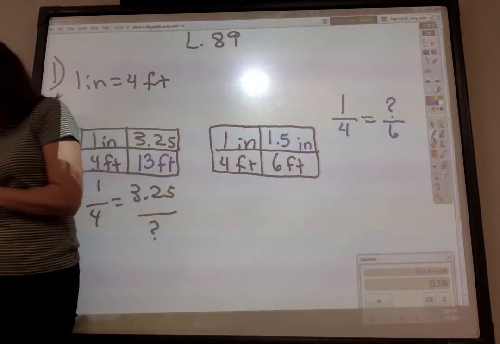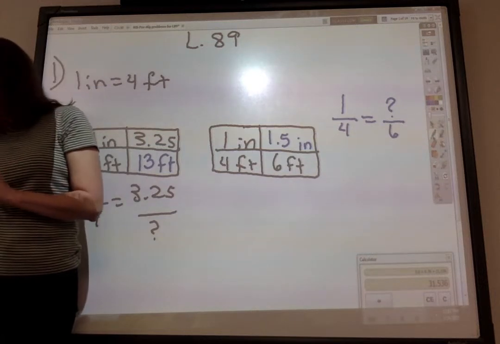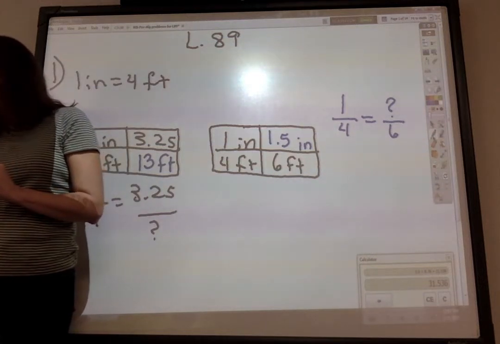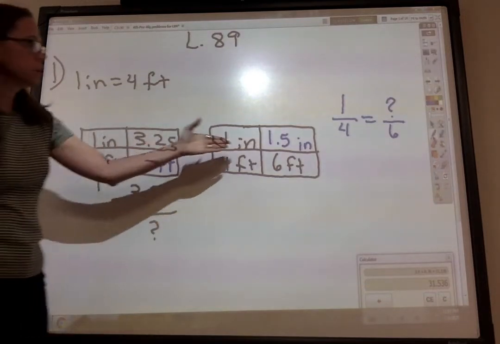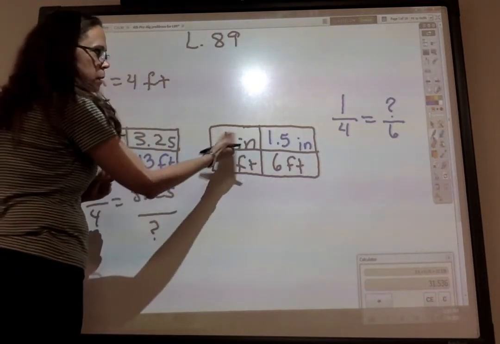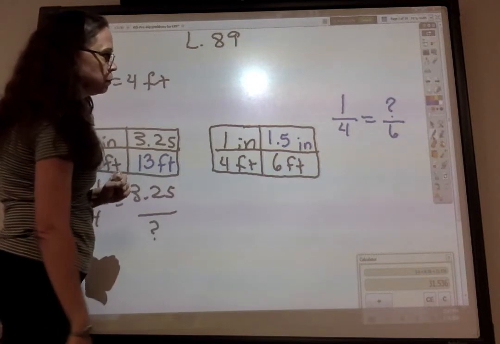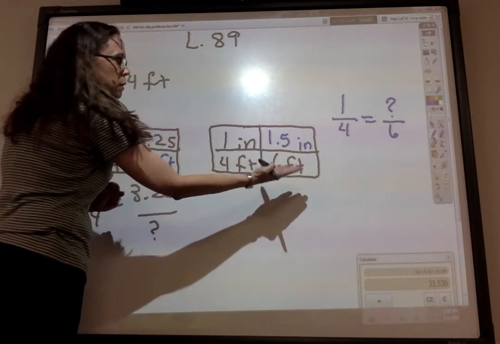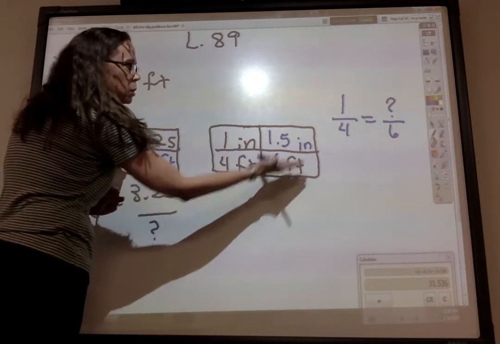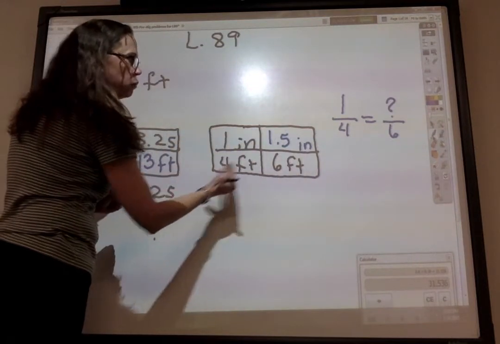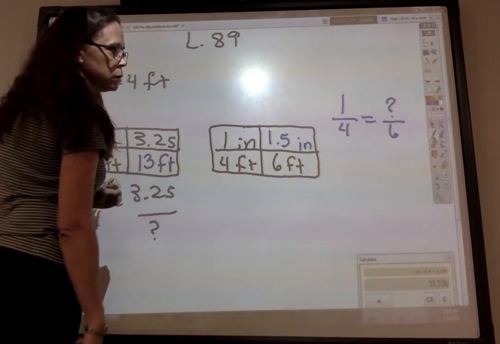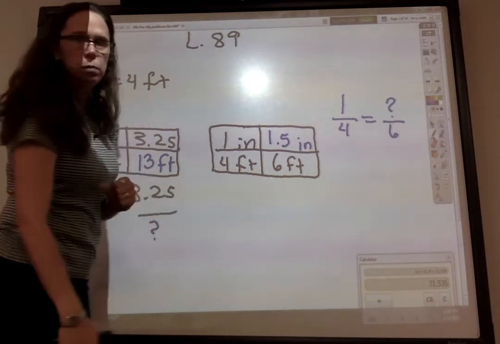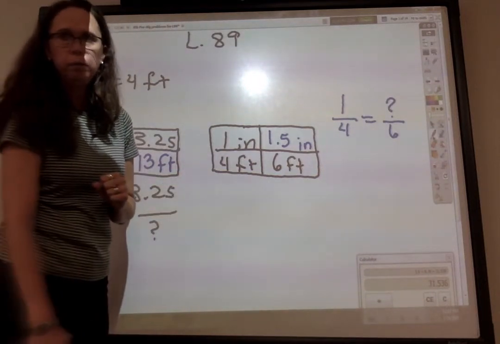Okay? B says, if the doghouse is to be 6 feet wide, how wide must the drawing be? So I just reversed it. I have my scale, 1 inch is to 4 feet. This time they give me the actual width of the doghouse. So I create my proportion, 1 is to 4, as what is to 6. Then I solve and I get my drawing should be 1.5 inches wide. Okay?